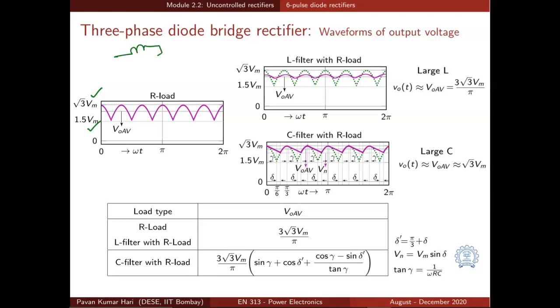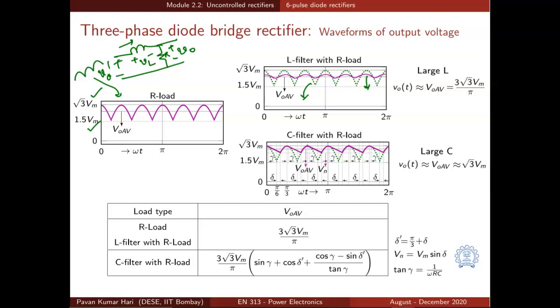Why? Because when you have R and L, and if you are looking at the voltage VO and VO dash, both have the same average value, because the average value of the voltage across inductor is 0 in periodic steady state. So VO dash average should be equal to VO average, and as long as this current is continuous, VO dash average is going to be same as this, and that is what is shown in this green dotted color waveform. But the waveform of voltage across R, which is the output voltage, is also shown in purple color here. So the average value will be 3 root 3 Vm by pi. When you increase the value of L, for a large value of L, we get the average output voltage to be almost 3 root 3 Vm by pi.